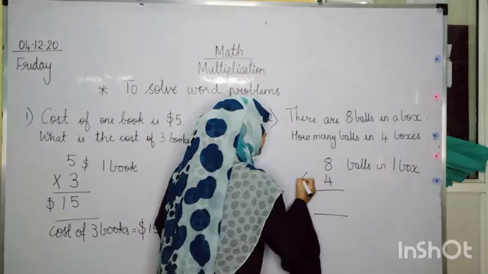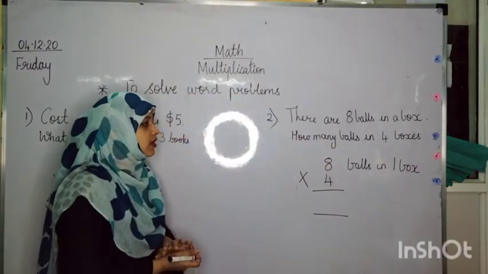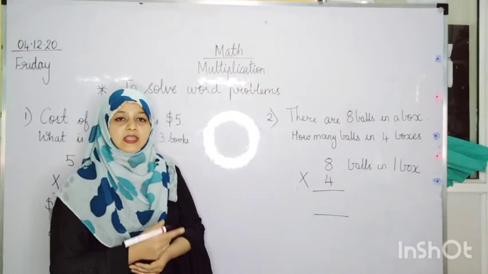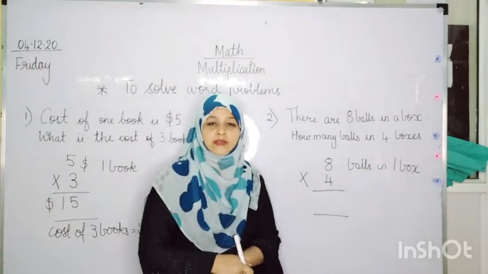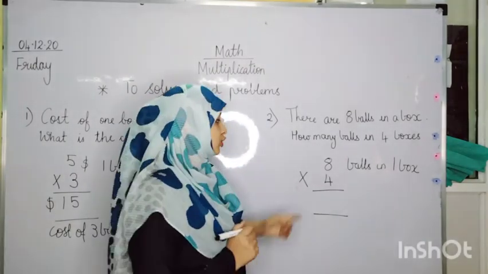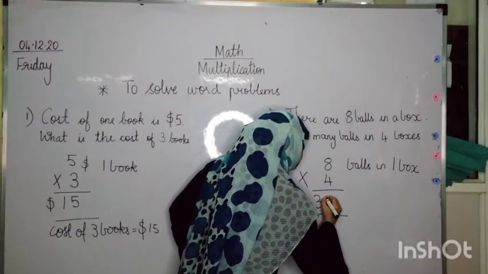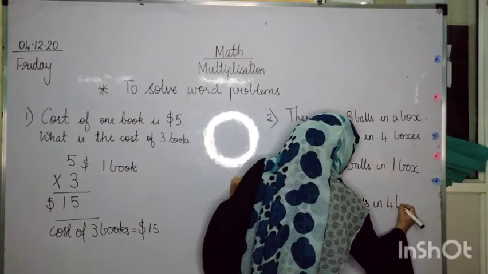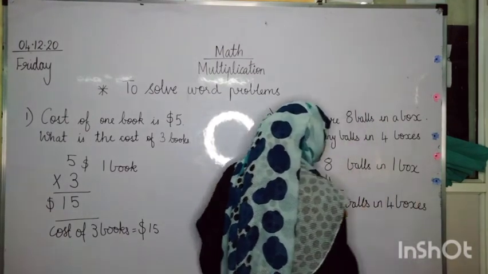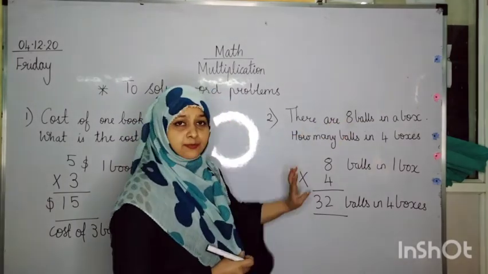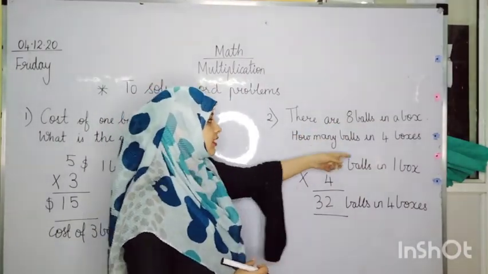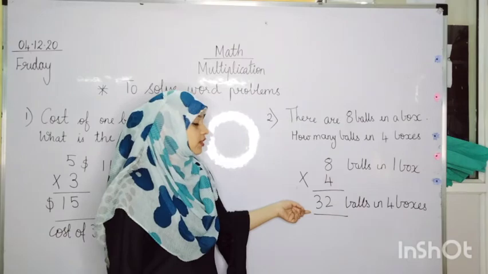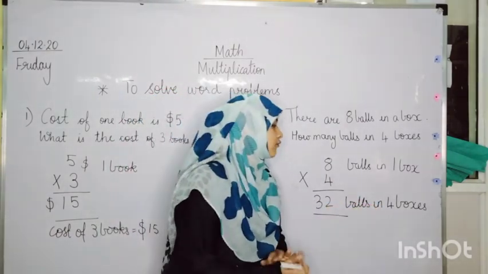Now we are going to multiply to find out the answer. So we will start counting the table of 8. 8 1s are 8, 8 2s are 16, 8 3s are 24, 8 4s are 32. So we got the answer as 32 balls in 4 boxes. How did we do it? We knew that there are 8 balls in a box and then we had to find out how many balls in 4 boxes. So we did 8 4s are and we got the answer as 32 balls in 4 boxes.